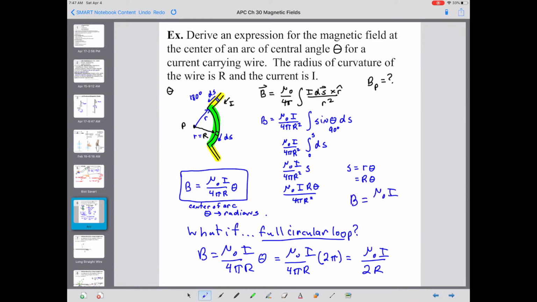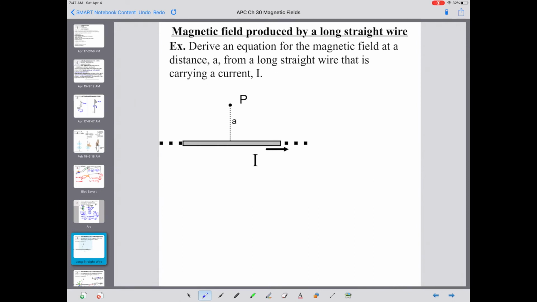So then generalizing our equation out, mu naught I over 2r allows us to calculate what the magnetic field is at the center of a loop. Let's consider now a long straight wire. A little bit on terminology. Long. What does that mean?